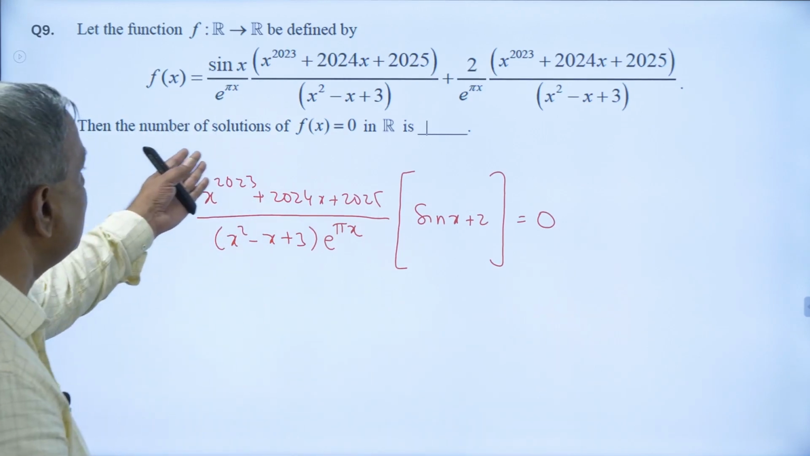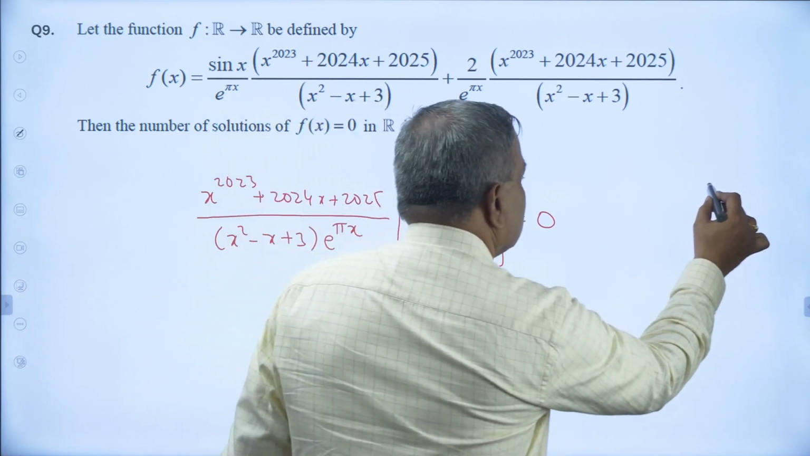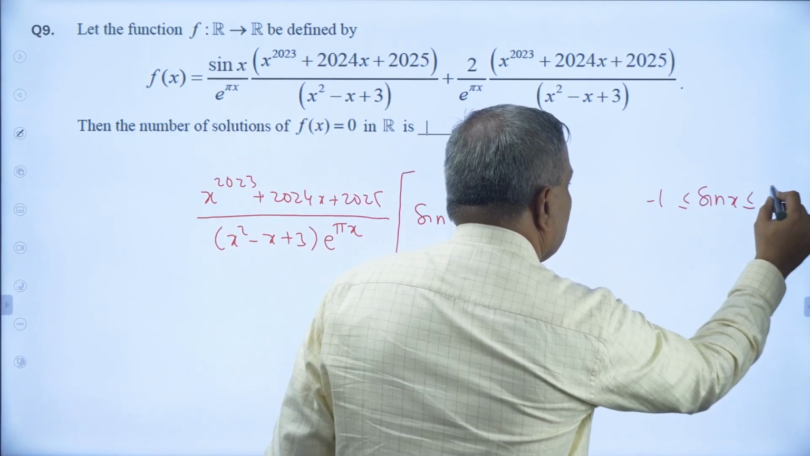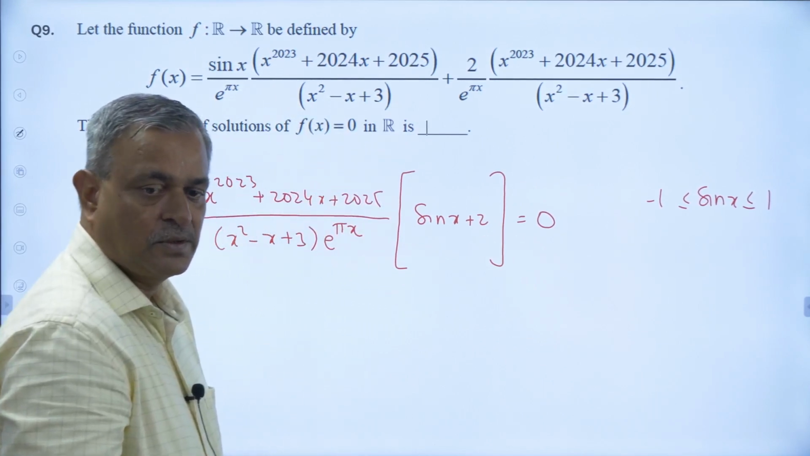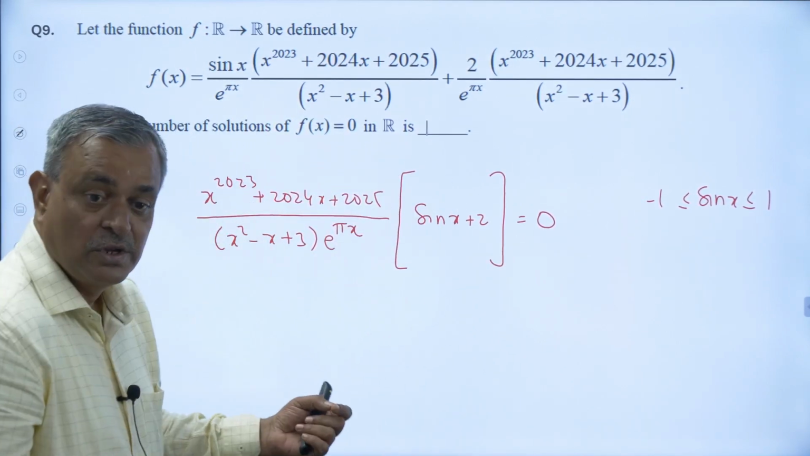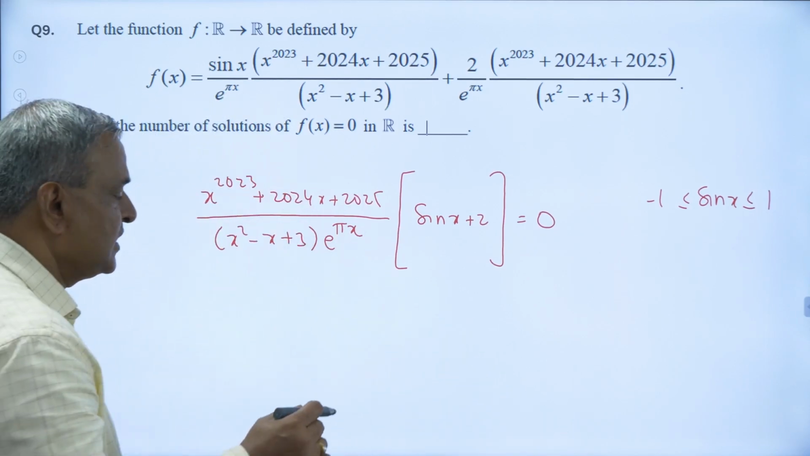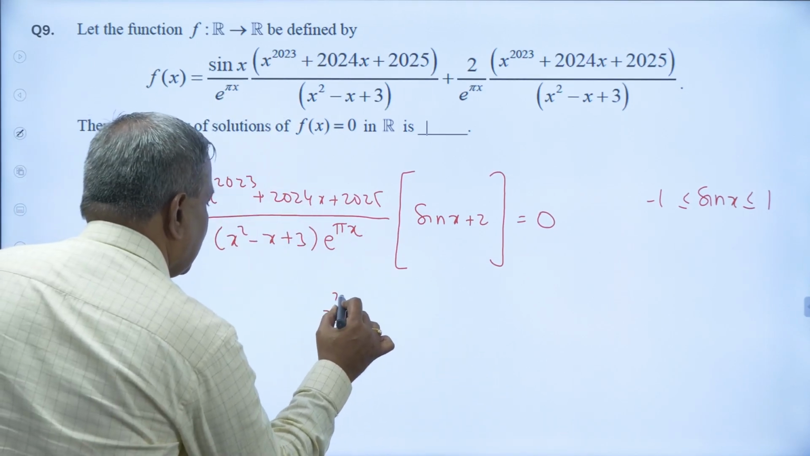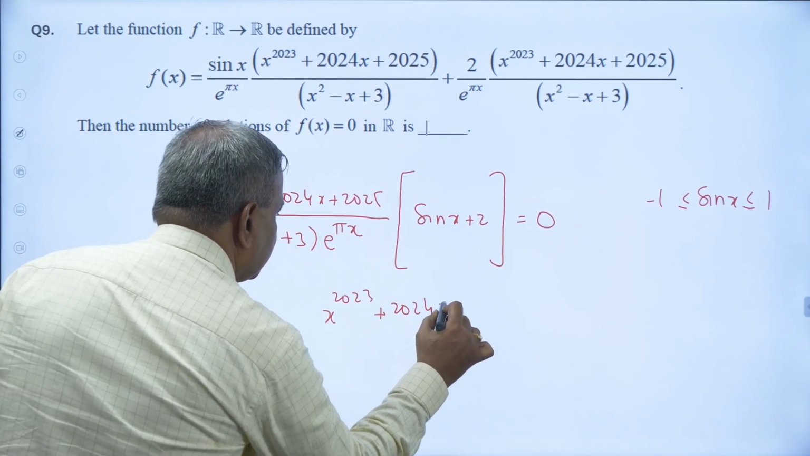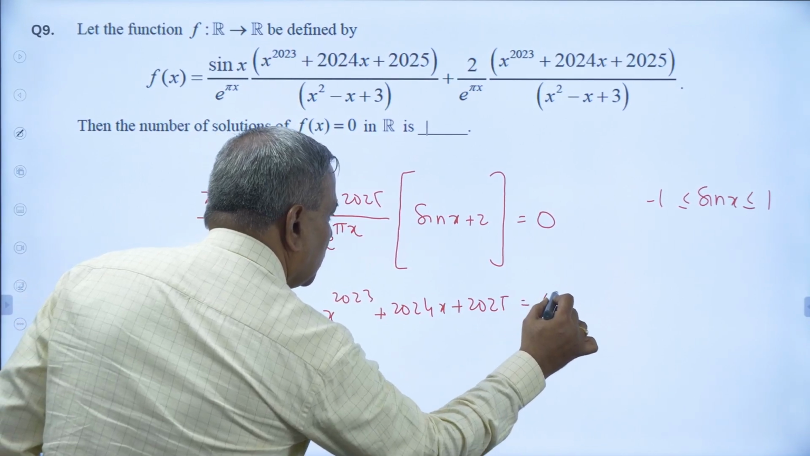He is asking the number of solutions of f of x equal to 0. This cannot be 0. Why? Sin x always lies between minus 1 to plus 1, so sin x plus 2 will never be 0. Only this part can be 0. Denominator 0 means it becomes infinite. Only thing left over is x to the power 2023 plus 2024x plus 2025 is equal to 0.